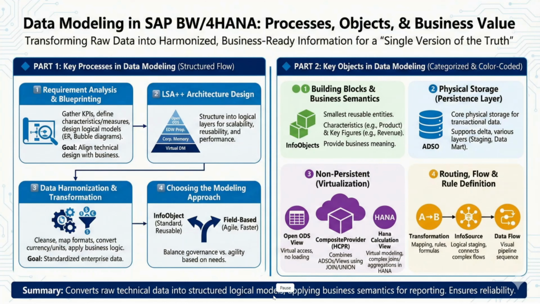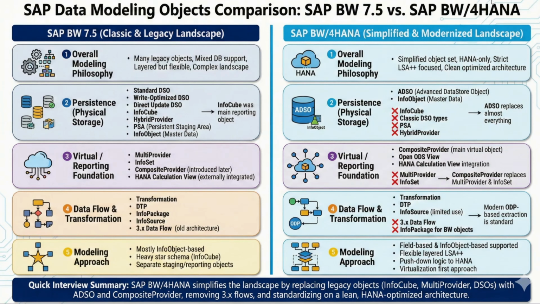Now let's compare it with the older version of SAP BW. So on the left side, we have the older SAP BW 7.5 system, and on the right, we have the new simplified SAP BW for HANA. Let's start with number 1, the overall modeling philosophy. The old system was a bit complex because it had to support many different types of databases. The new system is clean, optimized, and built to run only on the powerful SAP HANA database.